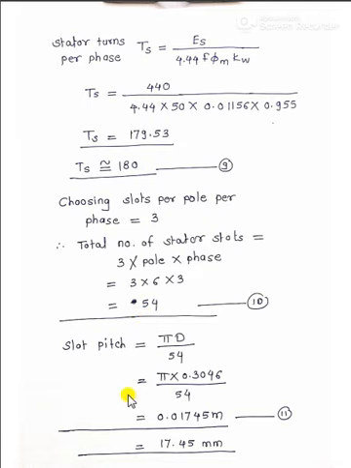Then next part is the slot pitch. Slot pitch means pi d upon the total number of stator slots. As we already know, the pole pitch means pi d upon P, where P is the poles. For slot pitch, it is pi d upon the number of stator slots. So pi into d value 0.3046 divided by 54. By solving this, we get 0.01745 meter. This is nothing but 17.45 millimeter. This is the slot pitch.